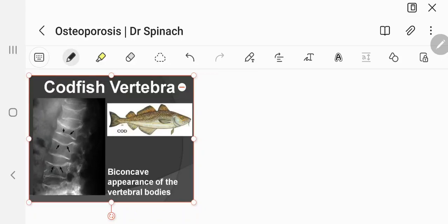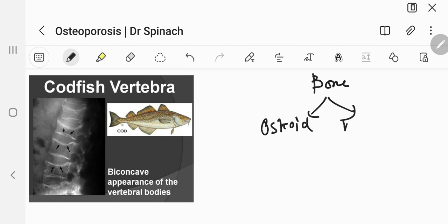Hi guys, so let's get started with osteoporosis today. If you remember, let's go back to the bone. Where's the problem in osteoporosis? Well, you get back to the bone. Bone has osteoid, and bone also has minerals, right?